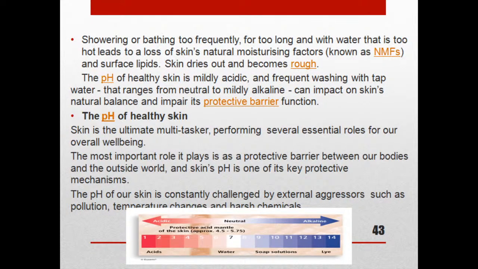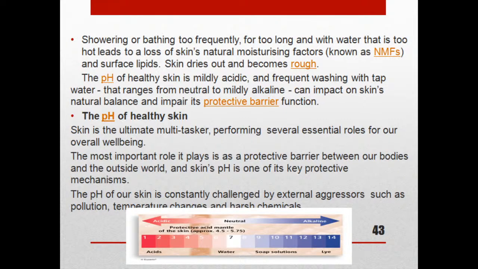Showering or bathing too frequently, for too long, and with water that is too hot leads to loss of the skin's natural moisturizing factor and surface lipids. Skin dries out and becomes rough. The pH of healthy skin is mildly acidic, and frequently washing with tap water that runs from neutral to mildly alkaline can impact the skin's natural balance and impair its protective barrier function.